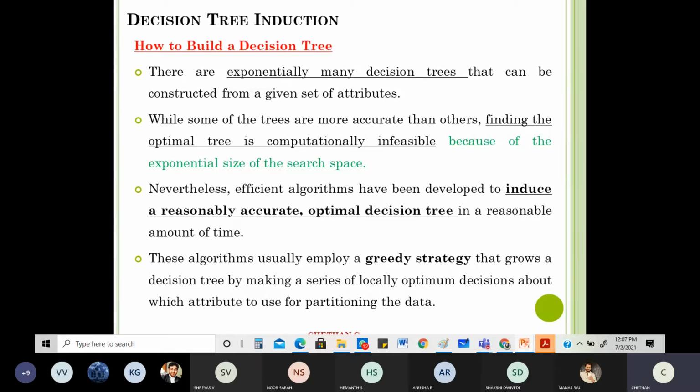So how to build a decision tree? Basically, there are many ways that you can build a decision tree. Once you step into machine learning, the very first thing that you're going to learn is the ID3 algorithm. There's an algorithm called ID3, which is based on decision trees. That also I've put in a slide. The first thing that you're going to come across in machine learning is ID3.